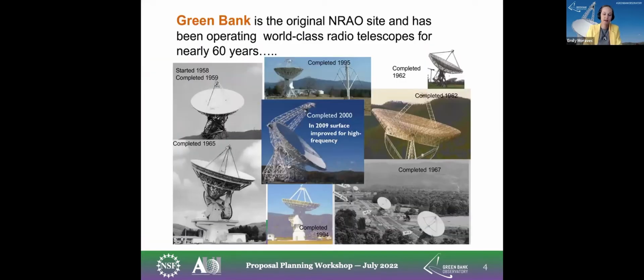So Green Bank was the original National Radio Astronomy Observatory site and has been operating for many, many years, 70 years now, actually. And there are all of these different types of radio telescopes that were here. It's a very historic site, but the main one that most people know about and use is the main Green Bank telescope that was completed in 2000. And then in 2009, we had a surface improvement for the high frequency specifically.